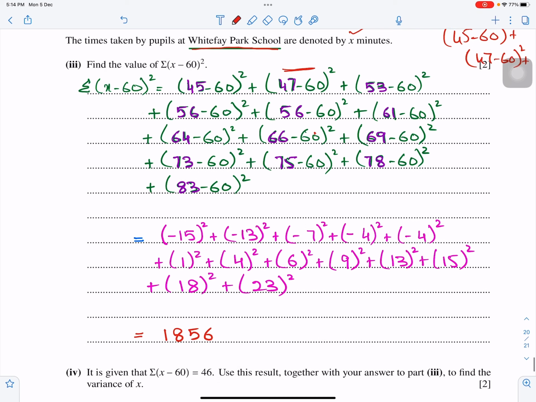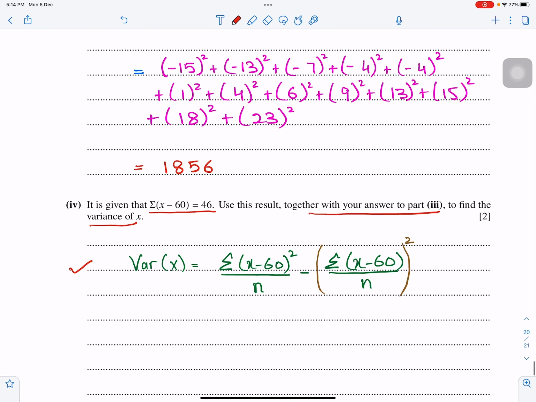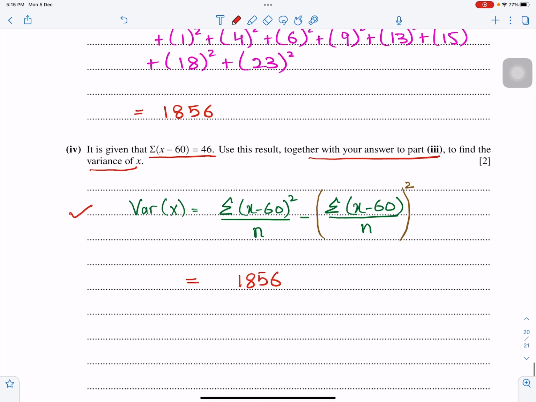Okay, so now the next part of the question is saying sigma (x minus 60) equals 46 is given to you. Okay, you don't need to calculate, it is given to you. Use this result together with your answer in part 2 to find the variance of x. Now this is the formula of variance which is given to us in the MF19 formula sheet also. So we have to calculate the variance. So we'll just substitute the values here. So sigma (x minus 60) square is 1856. Okay. Don't make the mistake of doing a square here, because this 1856 is actually sigma (x minus 60) square.